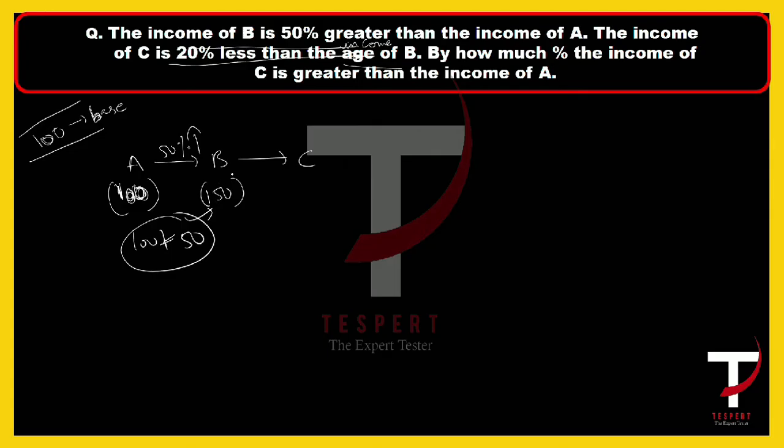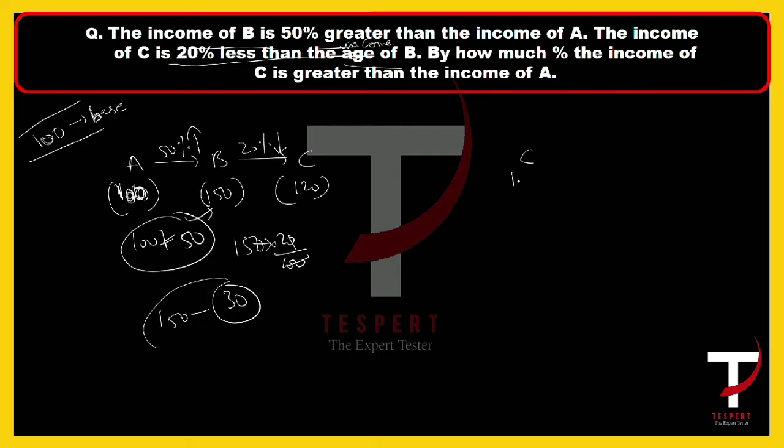But income of C is 20% less than income of B. Income of B is 150, so deduct 20% from 150. 150 into 20 by 100 is equal to 30. So 150 minus 30 is equal to 120. So income of C is 120. But what's the question? By how much percent is the income of C greater than the income of A?